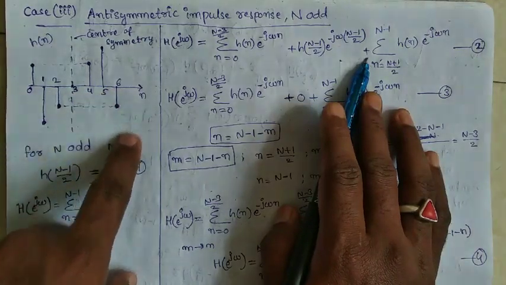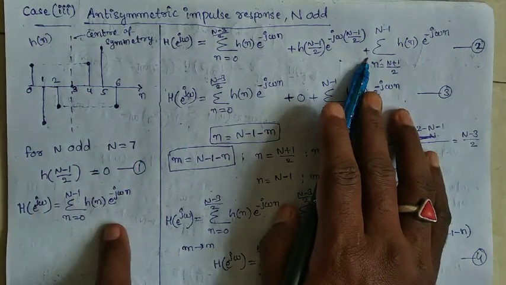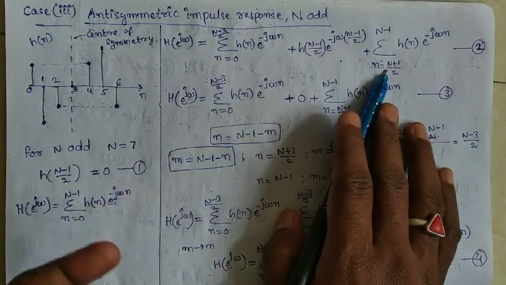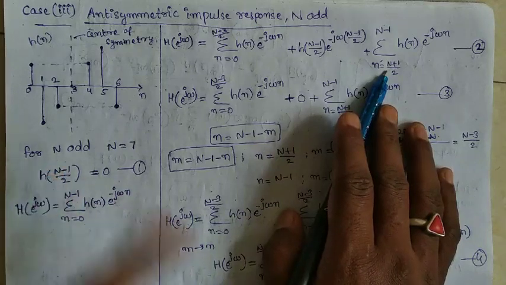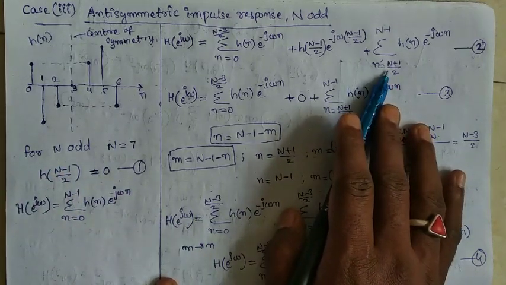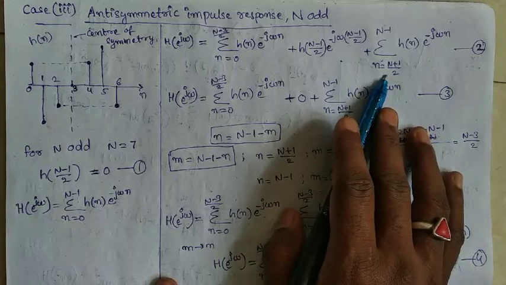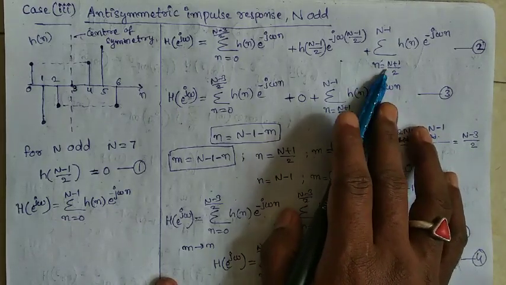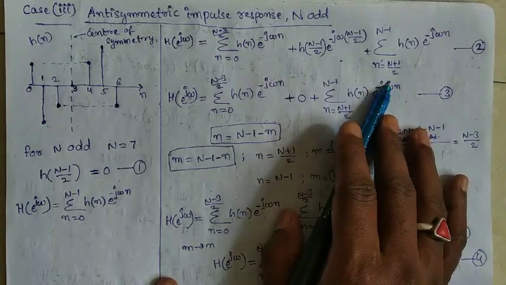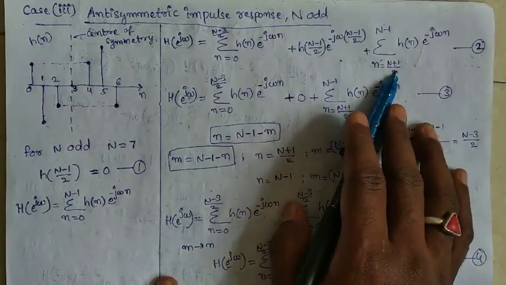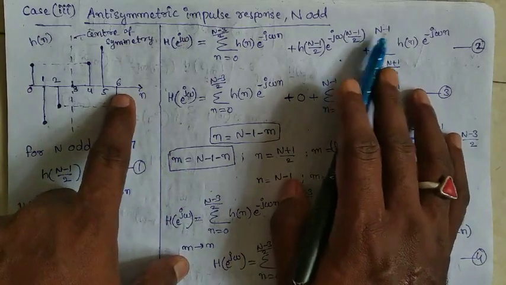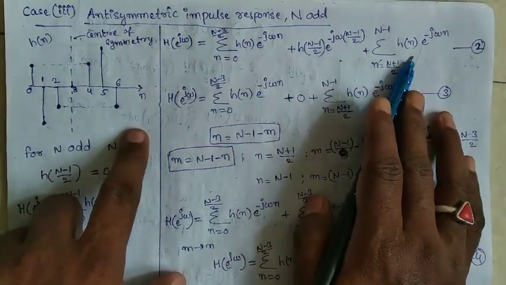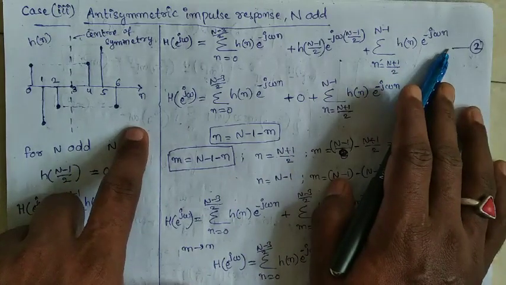Here 4 to 6 means we are expressing it in terms of capital N. How can we express the 4? Here N is 7, 7 plus 1 by 2, means capital N plus 1 by 2. To obtain the 4 value in terms of capital N, that is N plus 1 by 2. So n equal to N plus 1 by 2 to 6, and 6 means 7 minus 1, capital N minus 1, of h of n into e power minus j omega n.